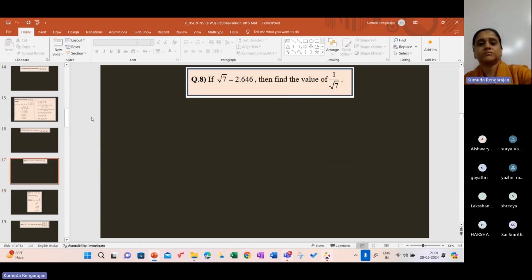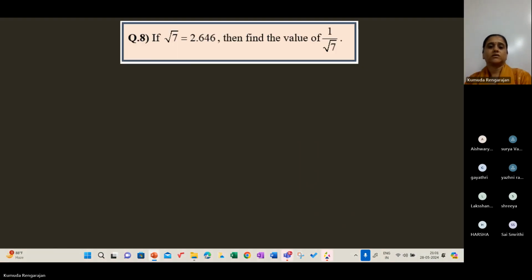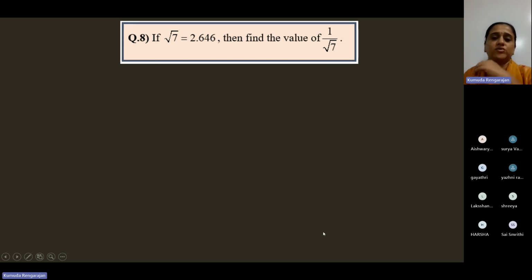Yeah, work this one. If root 7 is equal to 2.646, find the value of 1 by root 7.